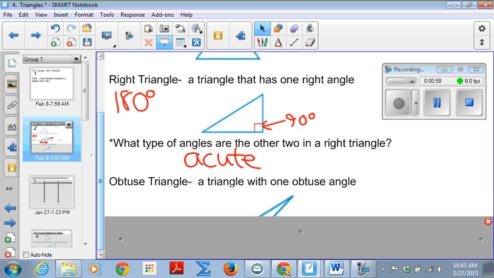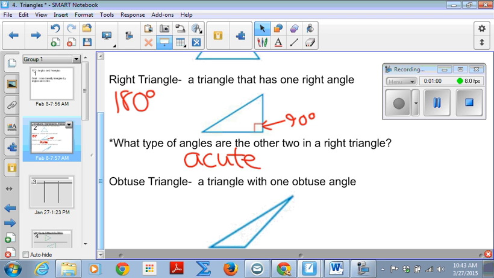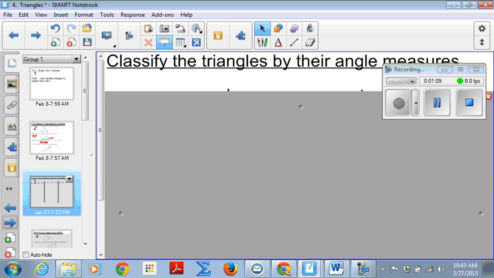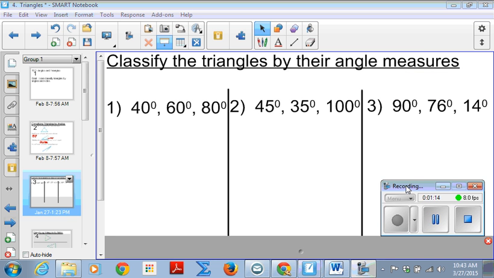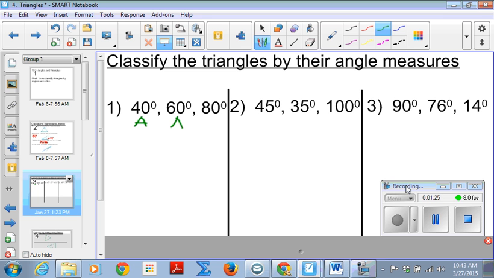And finally, we have an obtuse triangle. This is a triangle that has one obtuse angle. So just by angle measures, we're going to classify these three triangles. You guys think you can do it? Go ahead and pause it, try on your own. Otherwise, stay with me. Number one, we can see we've got an acute angle here, an acute angle here, an acute angle here. Three acute angles, by definition, makes an acute triangle.